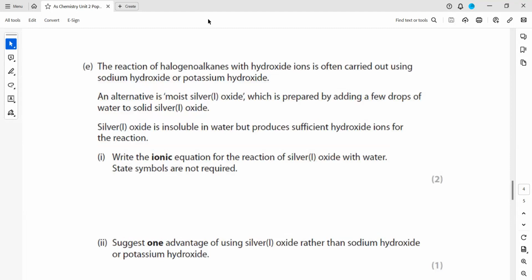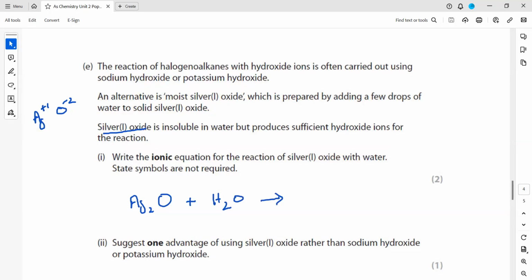So silver(I) oxide is prepared by adding a few drops of water, so the moist silver(I) oxide can be prepared. We want to write an ionic equation here. As I mentioned, silver(I) oxide is insoluble. What will the formula of silver(I) oxide be? Ag is plus 1, oxygen is minus 2, so silver(I) oxide will be Ag2O. And we added water, so it will be H2O.